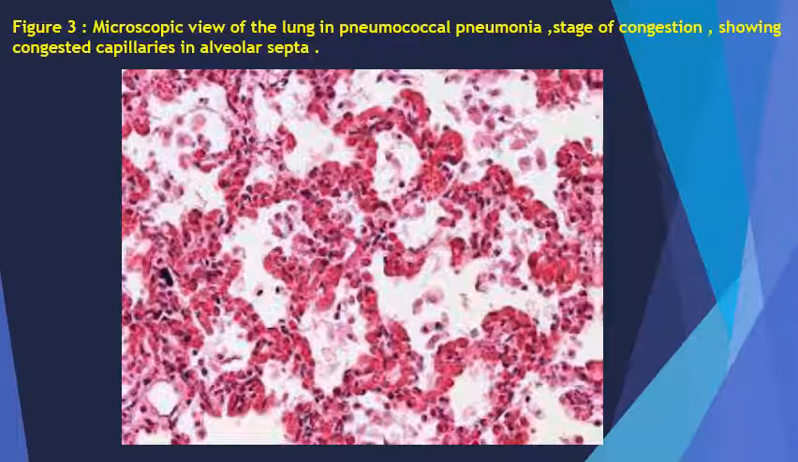This is a microscopic view of the lung in pneumococcal pneumonia, stage of congestion. Look here, in the alveolar septa, there is congestion of the blood vessels with a little amount of proteinaceous fluid inside the alveoli, and very few neutrophils. If we look closely by high power, we can see the bacteria. However, here it mainly shows congestion of the blood vessels. It is the stage of congestion.